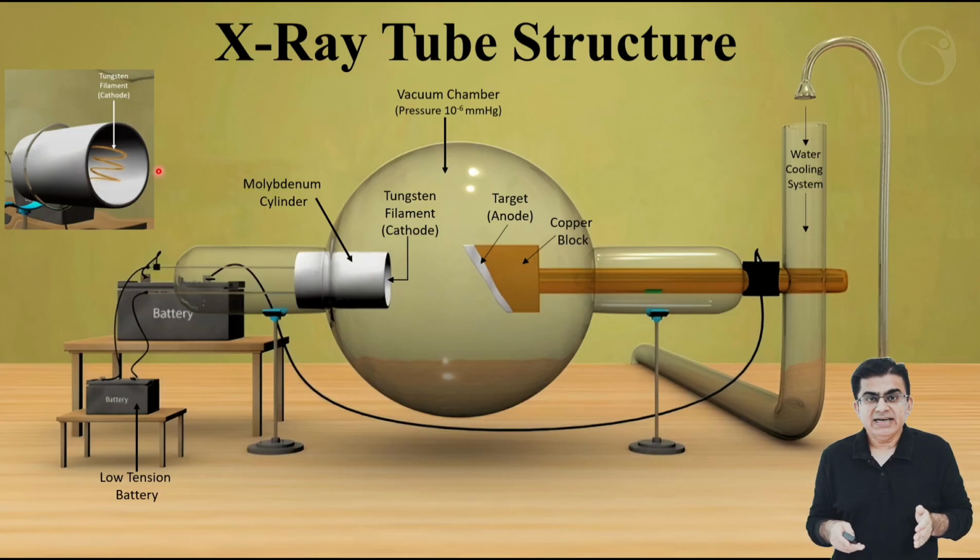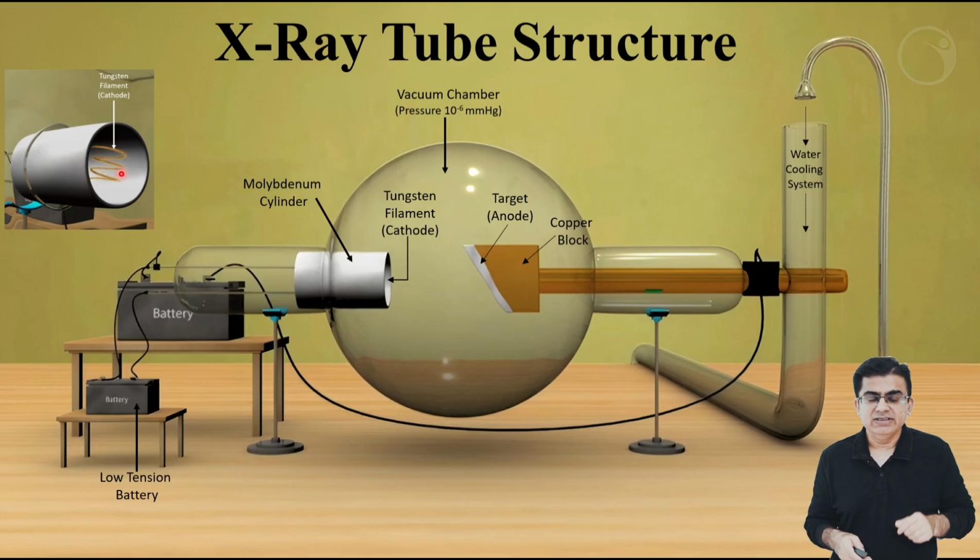It is kept at a negative voltage compared to the filament. Very important. It is kept at a negative voltage compared to the filament. Because electrons are negatively charged, the negative charge created at the molybdenum cylinder strongly repels the electrons. It forces the electrons to form a very fine pencil beam at the center of the cylinder. We will see that fine pencil beam of electrons in the next slide.